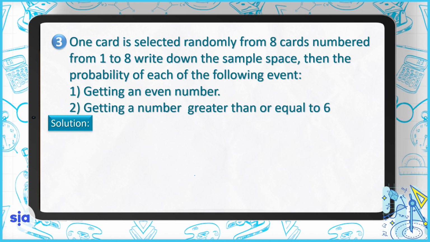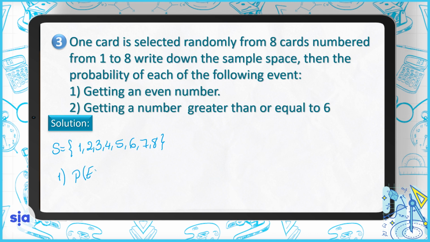Question 3. One card is selected randomly from 8 cards numbered from 1 to 8. Write down the sample space. Then find the probability of each of the following events. The sample space is all the numbers from 1 to 8. So it's 1, 2, 3, 4, 5, 6, 7, and 8.